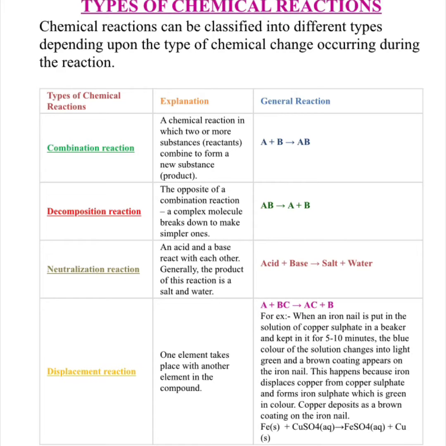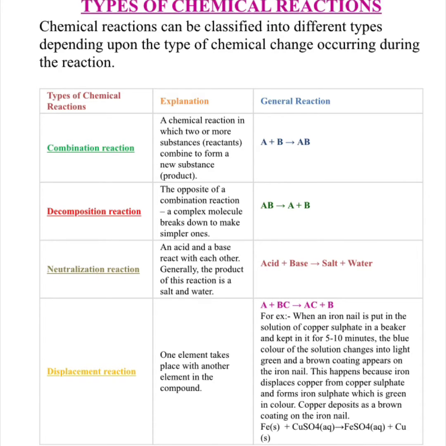When A and B combine together, they form AB, where A and B are reactants and AB is a product. So, combination reaction is a chemical reaction in which two or more substances, reactants, combine to form a new substance, that is product. The next reaction is decomposition reaction.